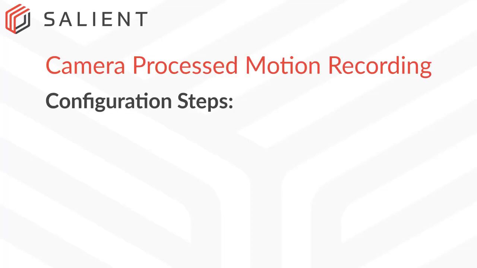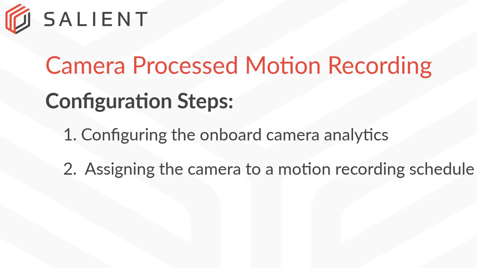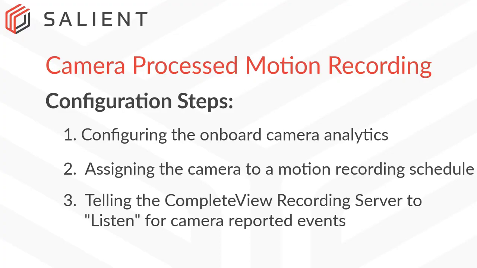To recap, what we have done is configured our network camera to detect motion events. We assigned the camera to a schedule that contains motion recording, and we configured the Complete View recording server to listen for and begin recording when it receives those events.